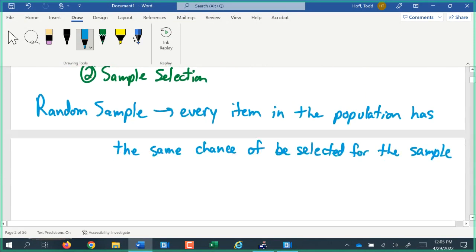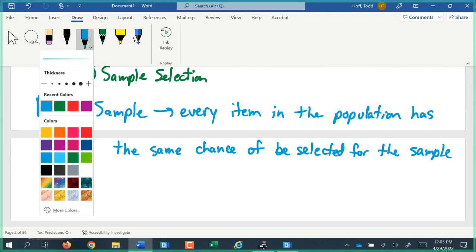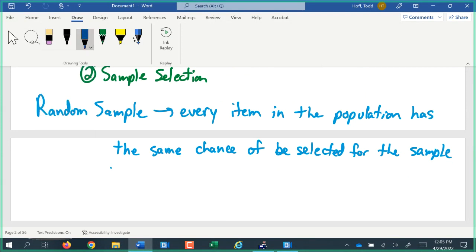So this means, one, we can't exclude any items of the population. They all have to have a chance of being in the sample, but they all have to have the same chance. They have to be just as likely to be chosen to be in that sample. Well, in statistics, this sounds like a great thing, but in statistics, it's not enough. It's not strong enough. We need something even stronger called a simple random sample.